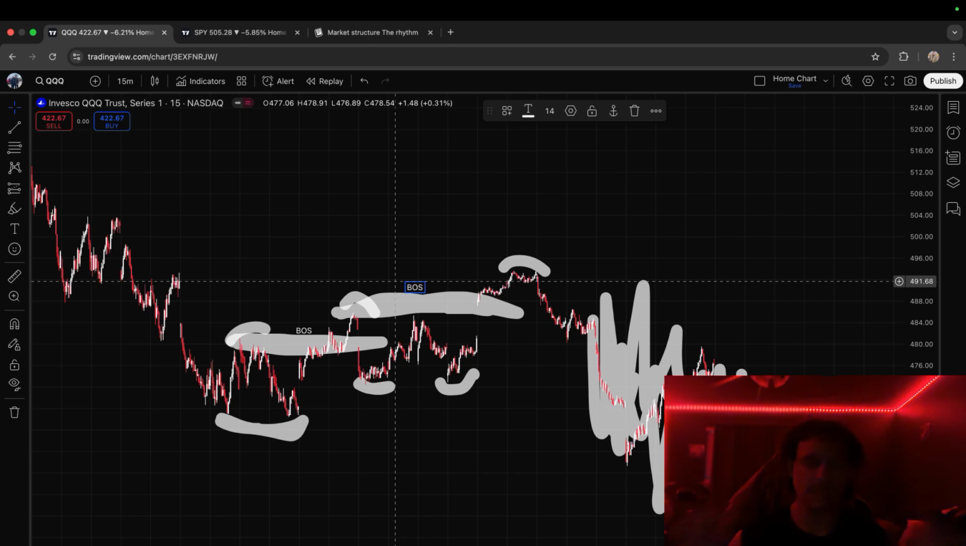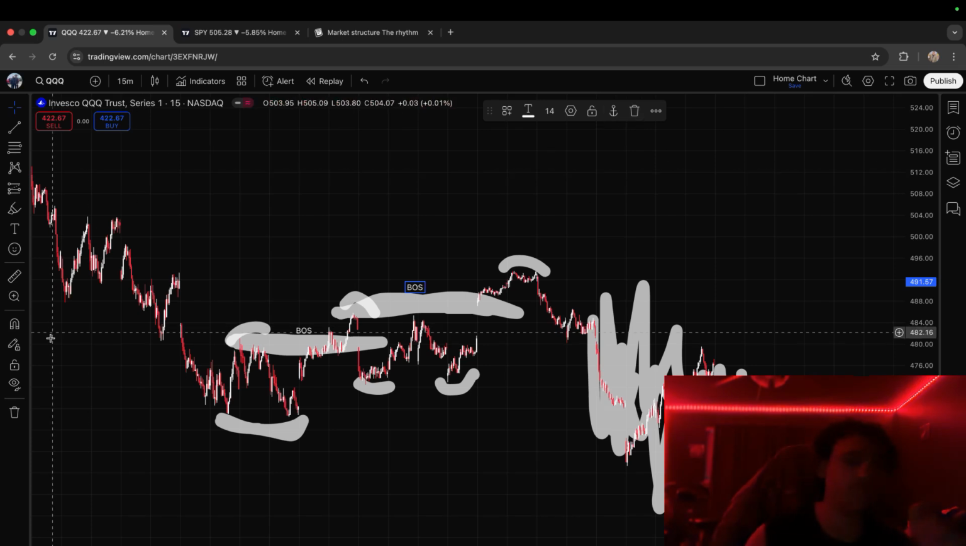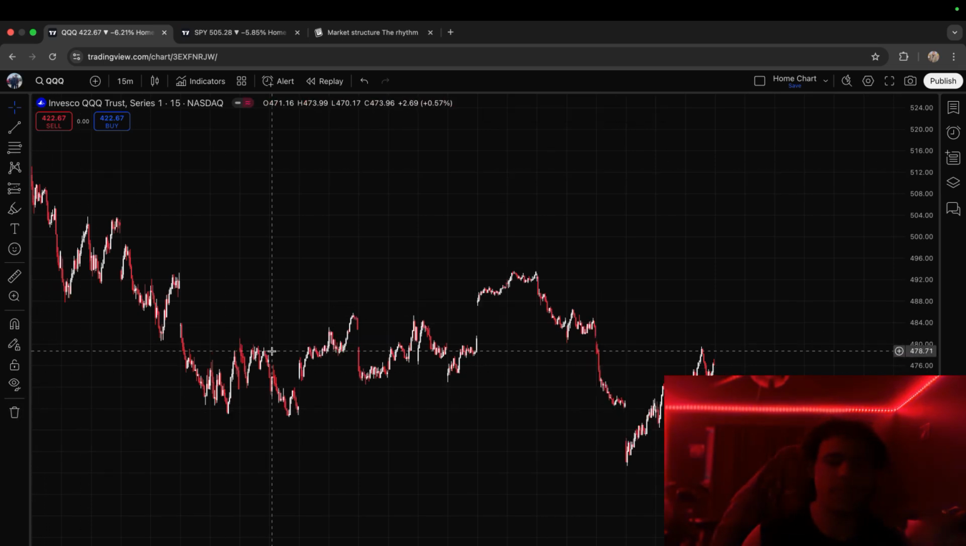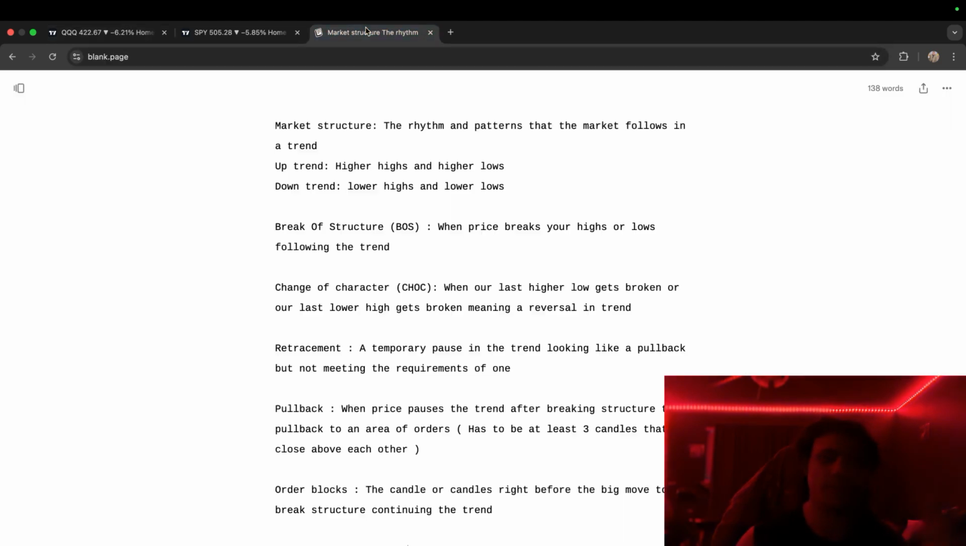So now we see whenever we break our highs following the trend, or when we break our lows following the trend, that is a break of structure, okay? And so these are very important terms to know because you don't want to get mixed up in these terms whenever people say them, or so you can know these things whenever you're actually in the market, okay? So let me remove all those drawings so we can come back over here.